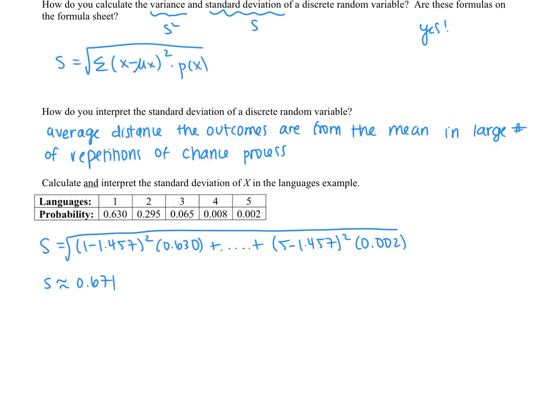So what I mean in the case of the languages is if I took a whole bunch of students and asked them how many languages do you speak, and then I found the difference for every student between that number and the mean, the 1.457, that's called a deviation. If I average those deviations up, I would get about 0.67. We should not be interpreting that 0.67 as big or small. Sometimes students will say, oh, that's a small probability. We don't really have a way to measure big or small, so I don't want big or small. I just want to know, what does the number actually mean?